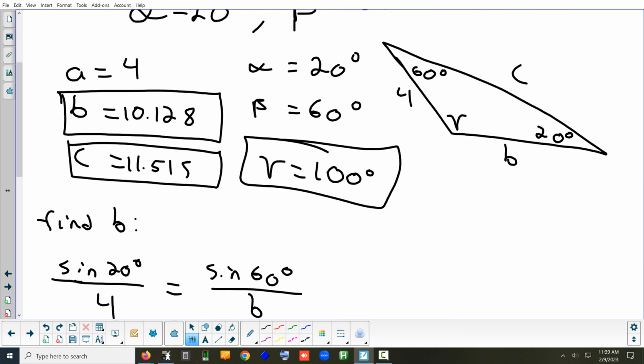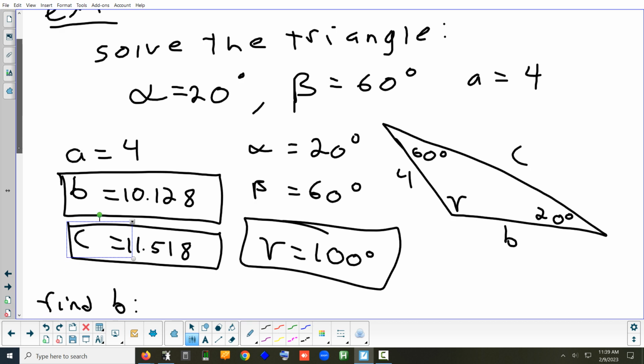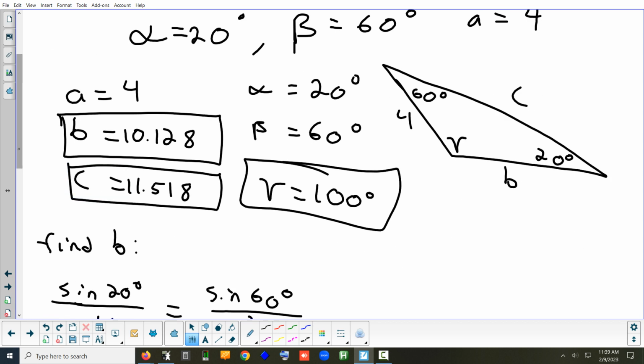Now you can't check it with Pythagorean theorem, but you can check that any two sides added together are bigger than the third. That should always be true in any triangle. Two sides added together have to be bigger than the third. And that does work here. That's it. That's law of sines.